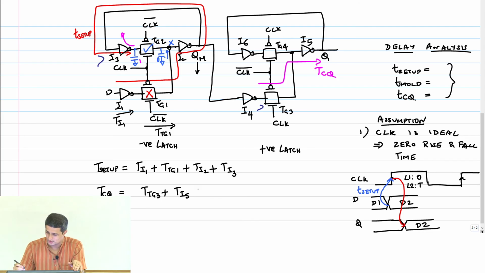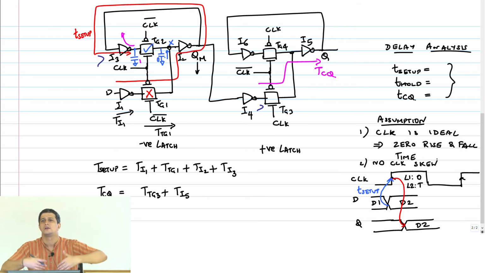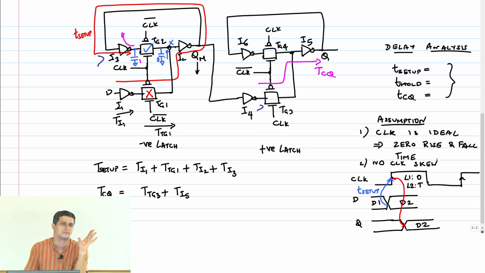Yeah, correct. That's the other thing. That's the assumption that I will write here. No clock skew. Which means the moment clock is going high, clock bar will go low. That's the assumption. In reality, it's not true. There will be a slight delay because either you are generating clock and clock bar separately and then doing a distribution, or you locally generate clock bar, which means again there's going to be a delay. So this is also an assumption. Clear?